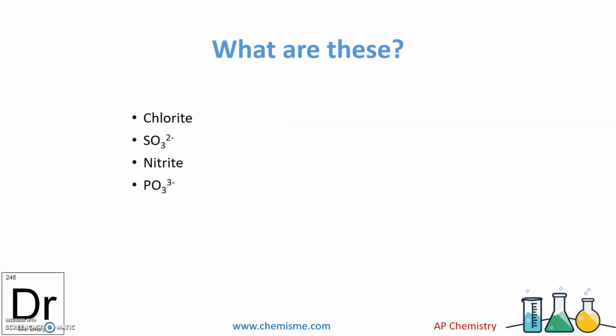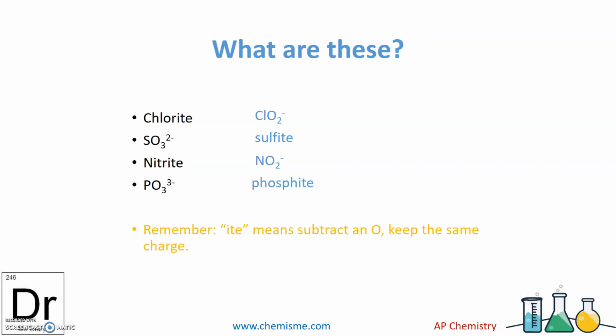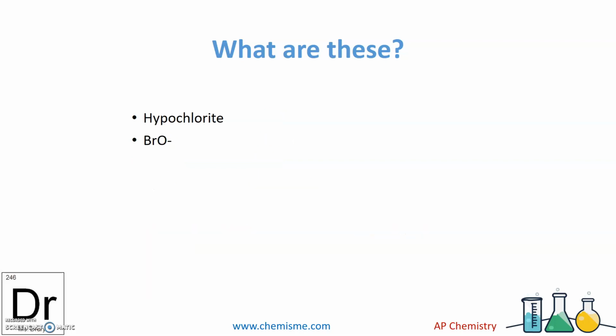What are these ones? So chlorite would be 1 less O than your normal chlorate. So this is ClO2 minus. SO3 minus 2 is sulfite, because sulfate would have been SO4. Nitrite is NO2 minus, because NO3 minus would have been nitrate. And PO3 minus 3 is phosphite, because PO4 minus 3 would have been phosphate. So remember, ite means subtract an O and keep the same charge.